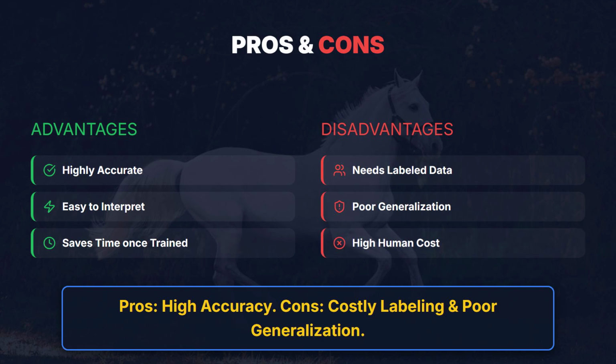However, it cannot handle unseen patterns, like showing a horse to a model only trained on dogs. It's also time-consuming and costly because humans must label the data first.